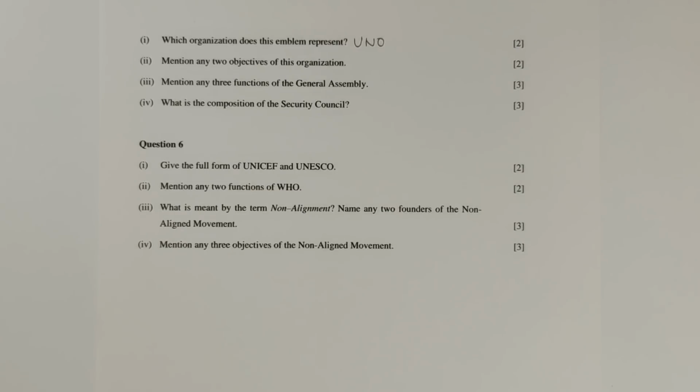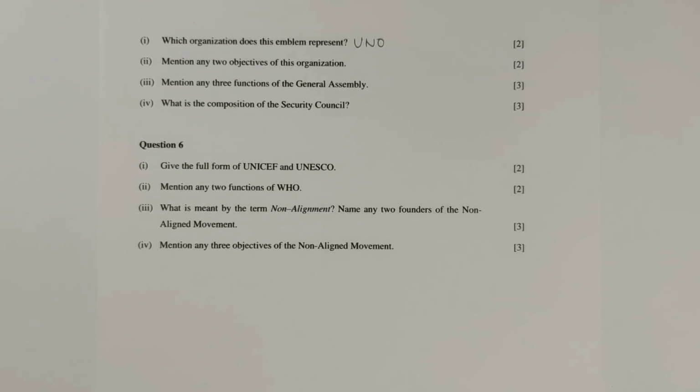Part 4. What is the composition of the Security Council? Guys, the Security Council comprises of 15 members, where 5 are permanent members, which represent the big 5, that are China, France, Russia, Britain, and the United States of America. And then there are 10 non-permanent members which are elected by the General Assembly by 2/3 majority for a term of 2 years. So over here we come to the end of question 5.